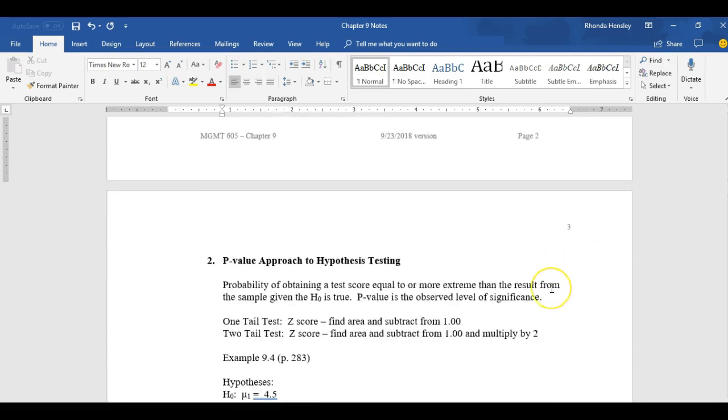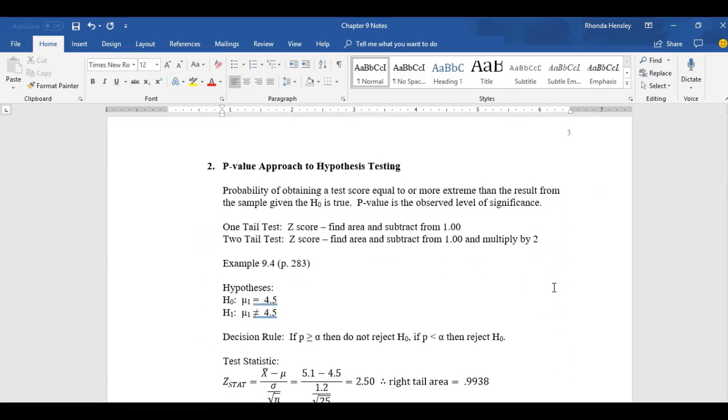The p-value approach, then, using the same problem, we got the same set of hypotheses. This is example 9.4 on page 281.